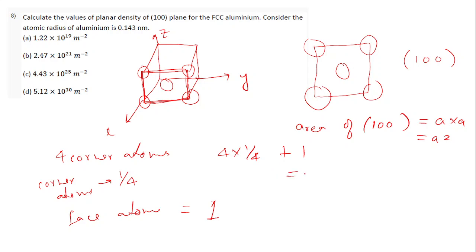So it will be 2. So planar density will be 2 divided by A square.